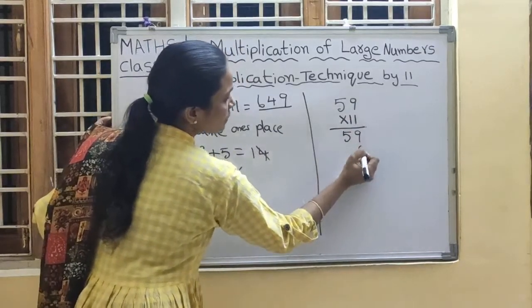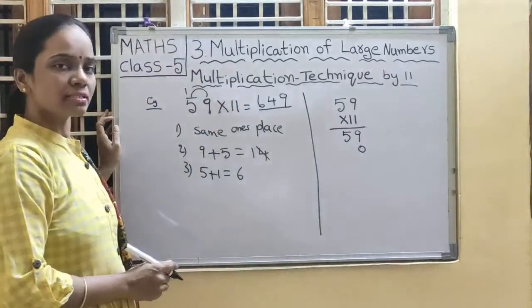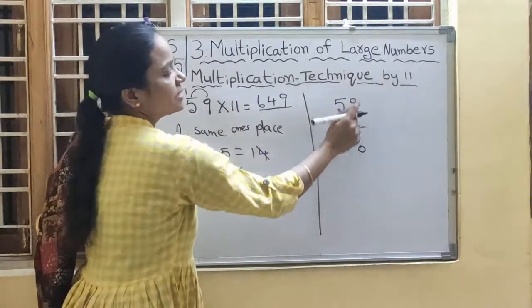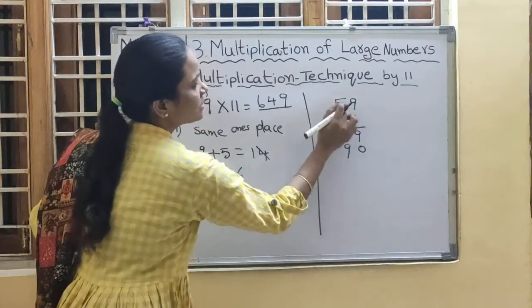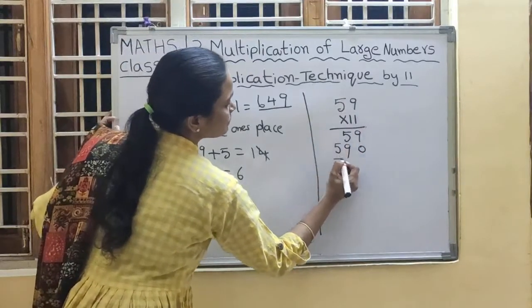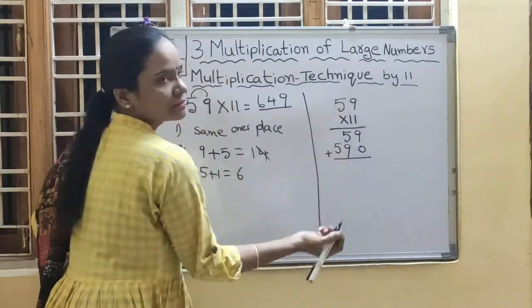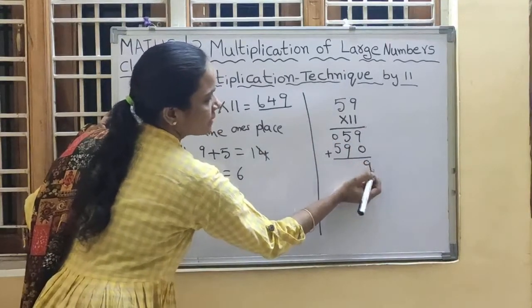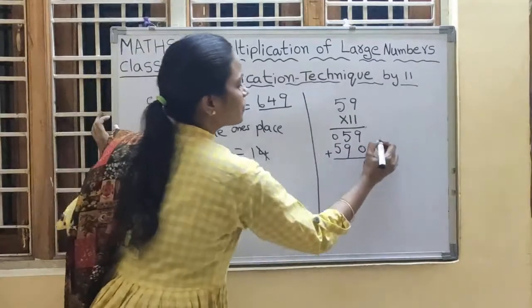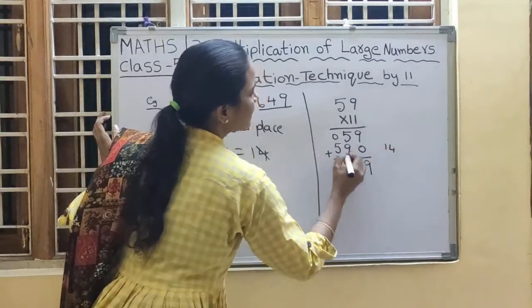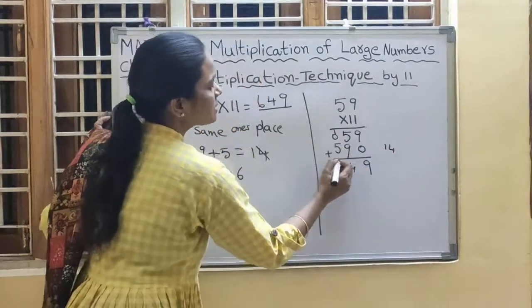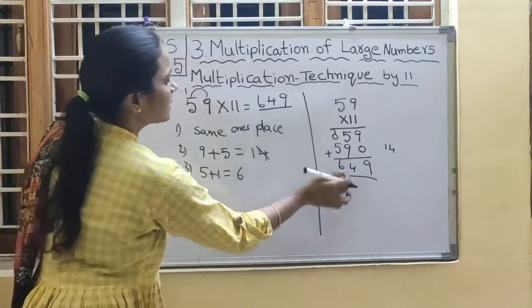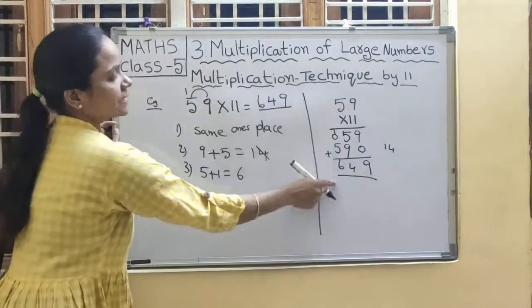So for 1's place we have to put the 0 because we are starting with the 10's place digit. 1 into 9, 1 9s are 9. 1 into 5, 1 5s are 5. Now add. So here also put 0. 9 plus 0, 9. 5 plus 9, how much? 14. So 4 right here, 1 is the carry over. 1 plus 5 is 6. 649. So you got the same answer.